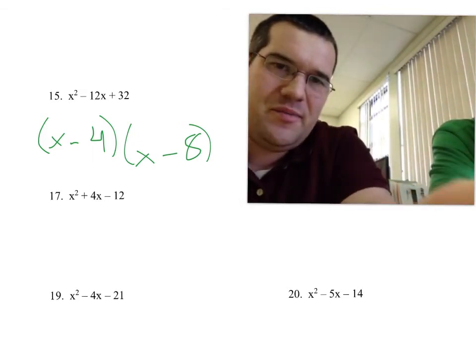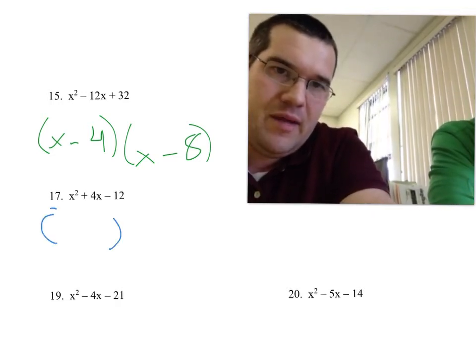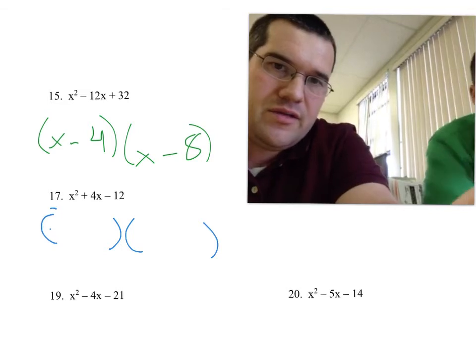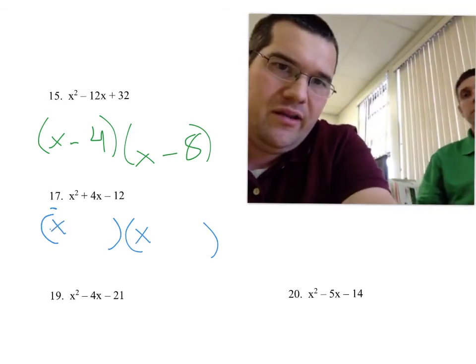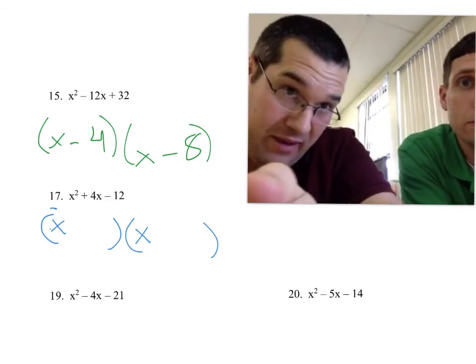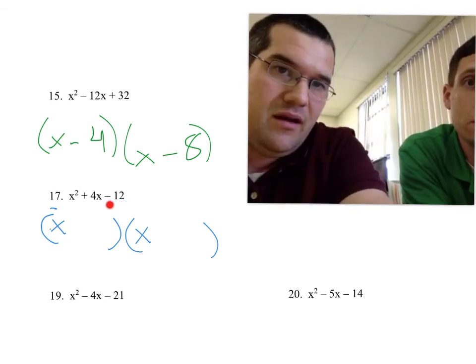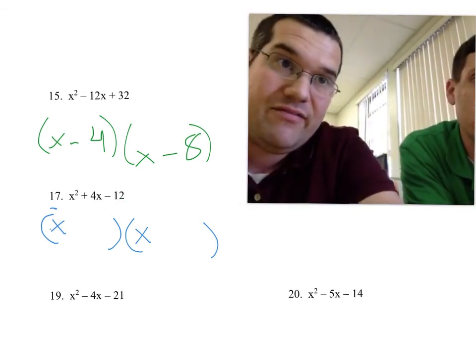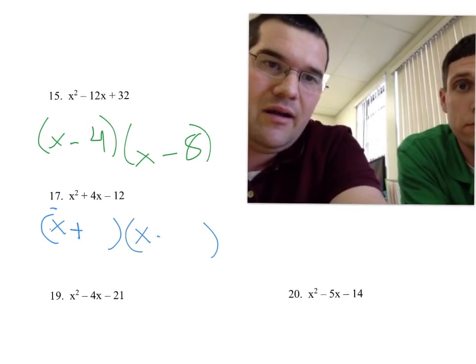All right, guys. Let's see. Yeah, we'll do number 17. All right. So once again, I always start off putting down my parentheses, and we're always starting off with x. Okay. And I like how Mr. G put that. I look at my last number right here. This tells me whether or not it's going to be positive positive, positive negative, or negative negative. Since I know that I'm ending up with a negative answer, my signs have to be different. So automatically, I'm going to put a plus here and a minus here.